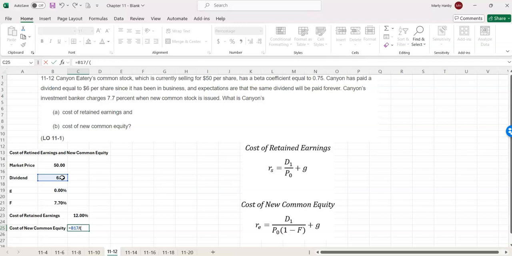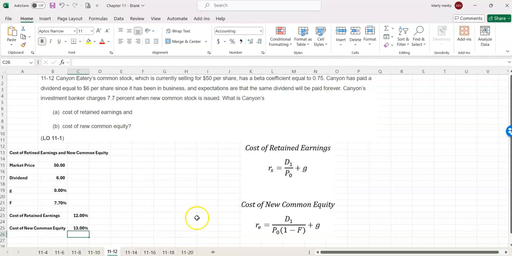parentheses here. So then 50 times 1 minus the flotation cost of 7.7%, the investment banker's fee. We need one more parenthesis there. 13% would be the cost of new common equity.